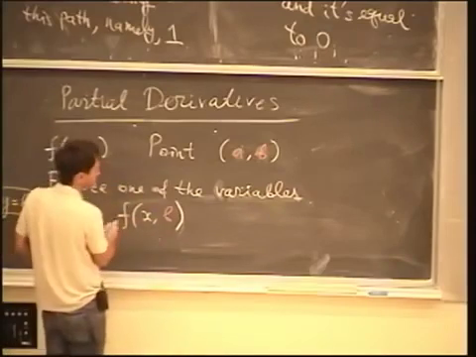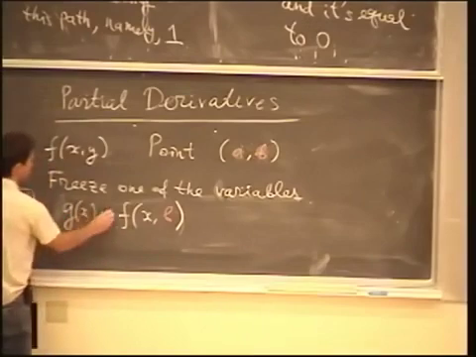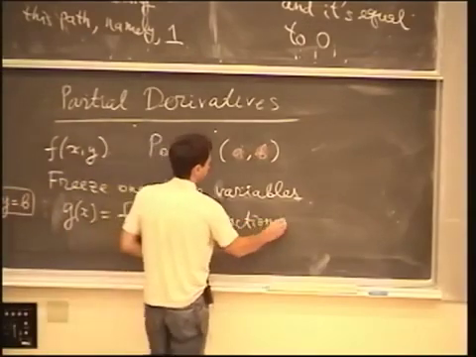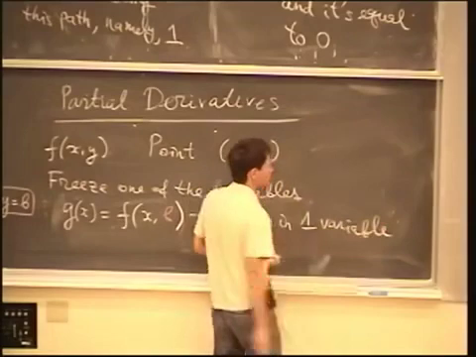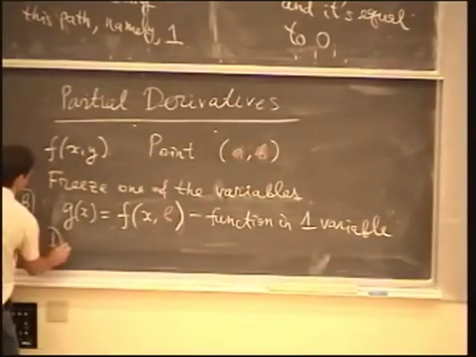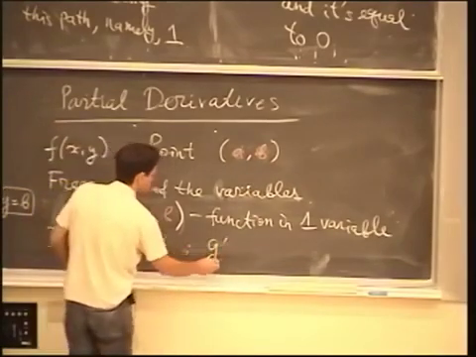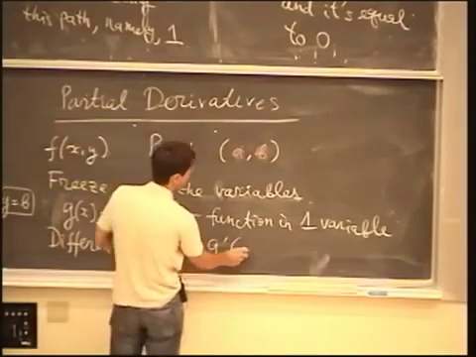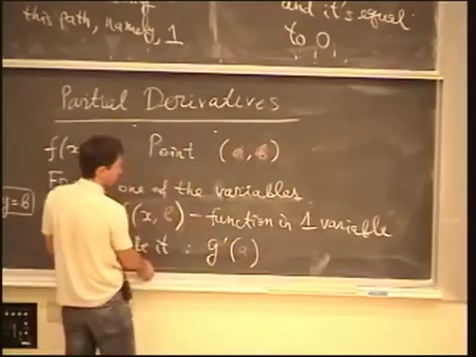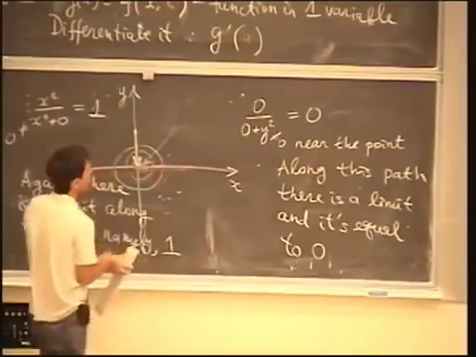So you want to view it still as a function, but because you have frozen one of the two variables, there's only one variable remaining. Therefore, what you get is a function in one variable only. And once we get a function in one variable, we can then differentiate it in the usual way, how we differentiate functions in one variable. So we'll get, say, g prime. And then we can substitute the value that we wanted, the value a. So then finally we get a number.